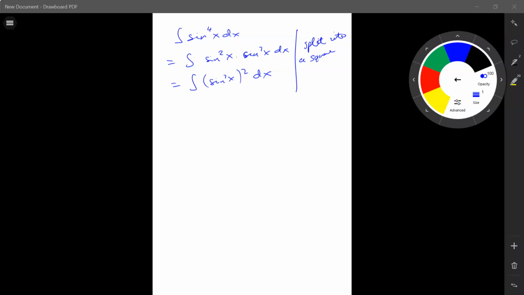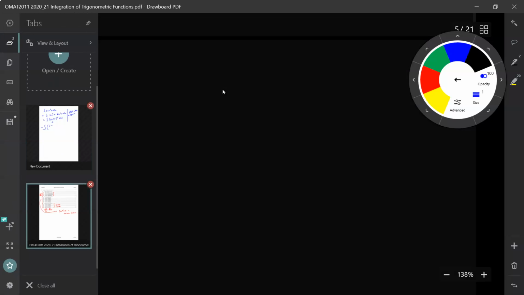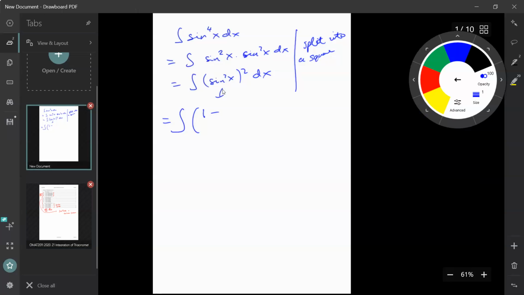Okay, so step number 1, your function is to the power of 4, so you split it into sine squared x, all squared. Next thing we do is we apply our rule. So that is the integral, and we apply our rule inside the brackets. So is it 1 minus cosine? I have to remember this rule myself. Yeah, it's 1 minus cosine 2x.